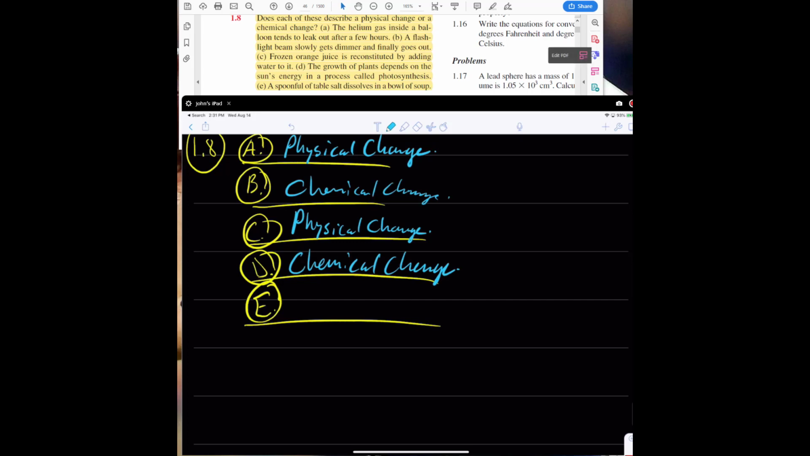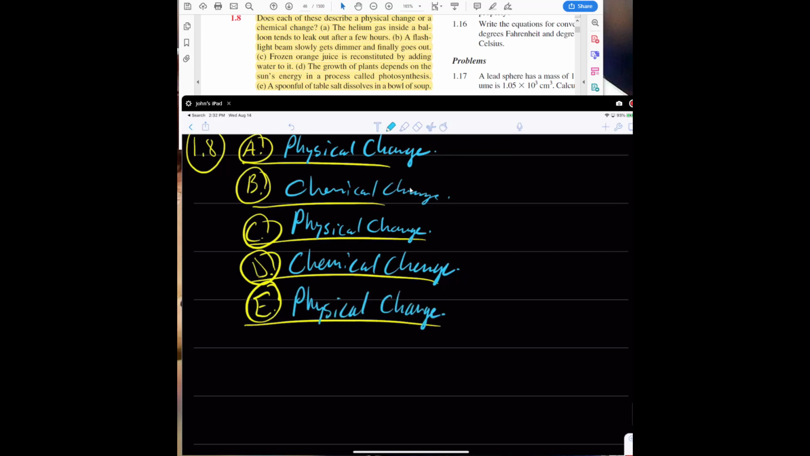And the last part of this question. A spoonful of table salt dissolves in a bowl of soup. Physical change or chemical change? Well, can we go back? Yeah, we can go back. Right? We could evaporate the soup. We would be left over with the salt. So this would make it a physical change.